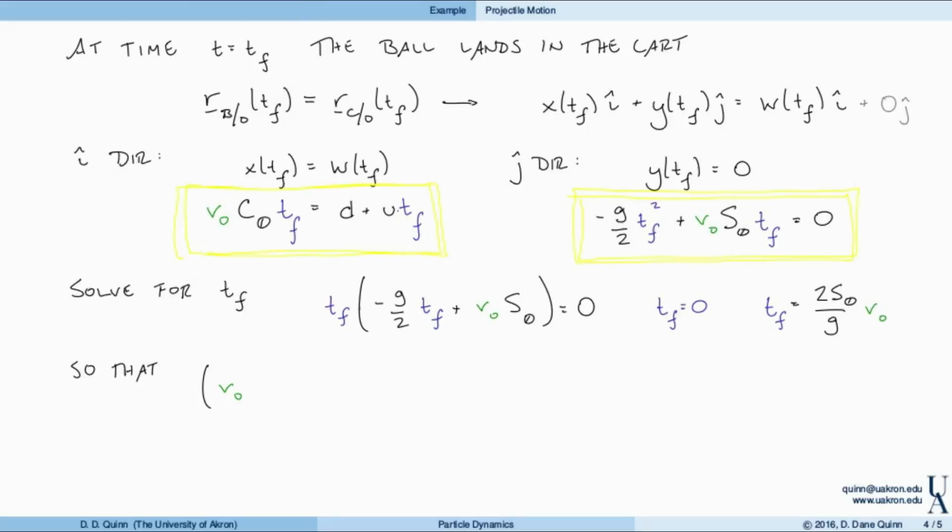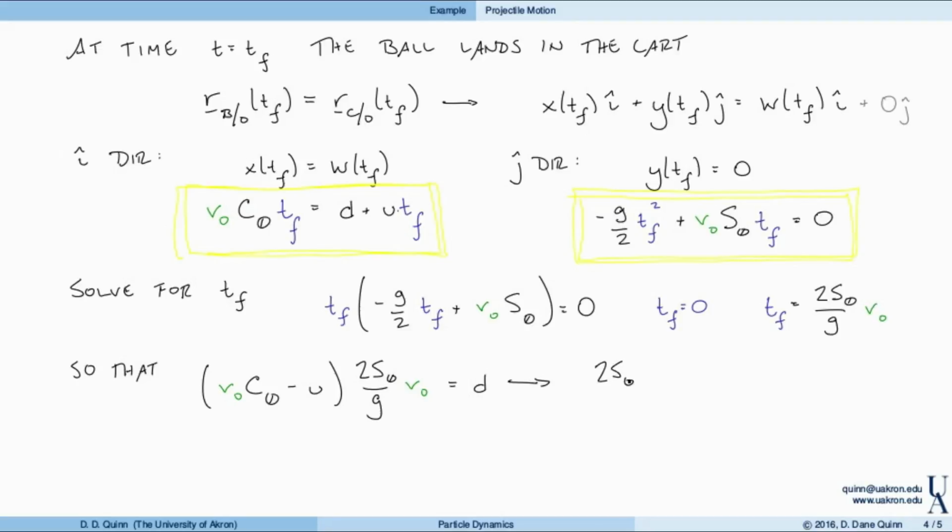v naught cosine of theta minus u. So I've taken this term, moved it to the left-hand side, and I've factored out the t final. But, of course, t final is 2 sine of theta over g times v naught, equals d. So, we need to solve this equation. Well, this is quadratic. Notice we have a quadratic term in v naught. We have a term that's linear in v naught, and then we have a term that doesn't depend on v naught. So I can write this equation in the following way.